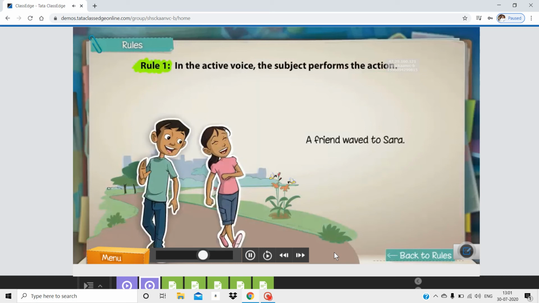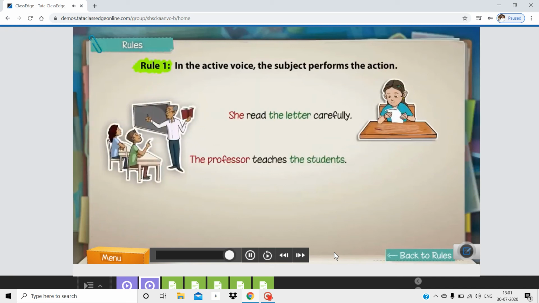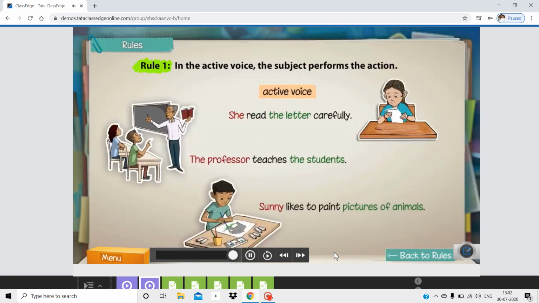Let's look at another example. This sentence is in the active voice too. The subject, a friend, is performing the action, while the object, Sarah, is the receiver of the action. Here are some more examples of sentences where the active voice is used.